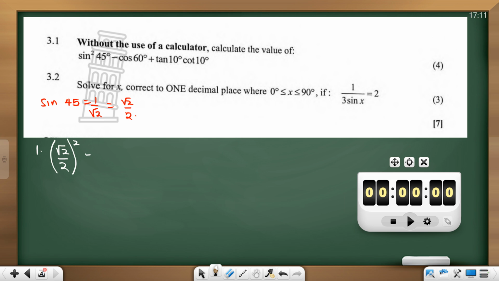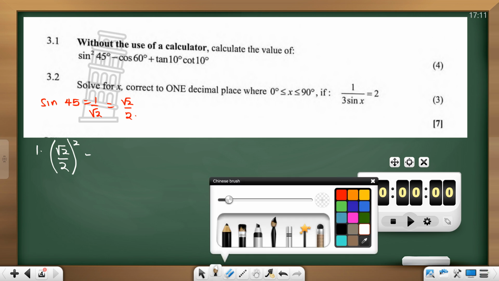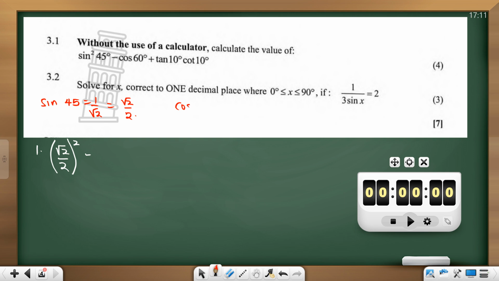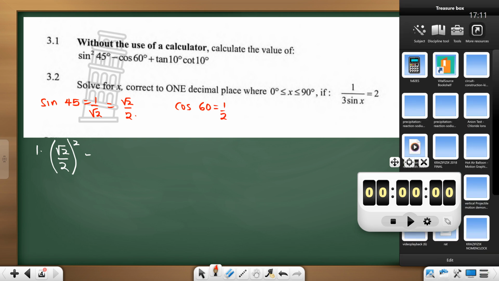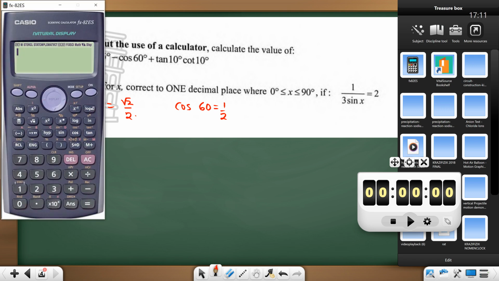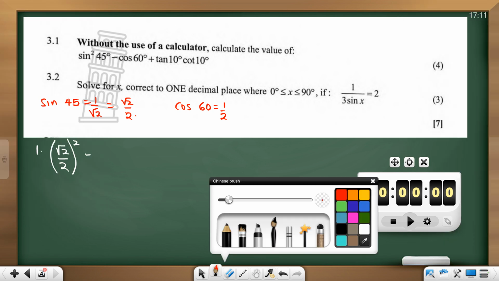Minus. What is cos 60? You must know it though. Cos 60 is half. But in an exam, if you don't remember, please just grab your calculator. Cos 60 equals half. You see that, right? So you rather just use it, but don't write a fraction.